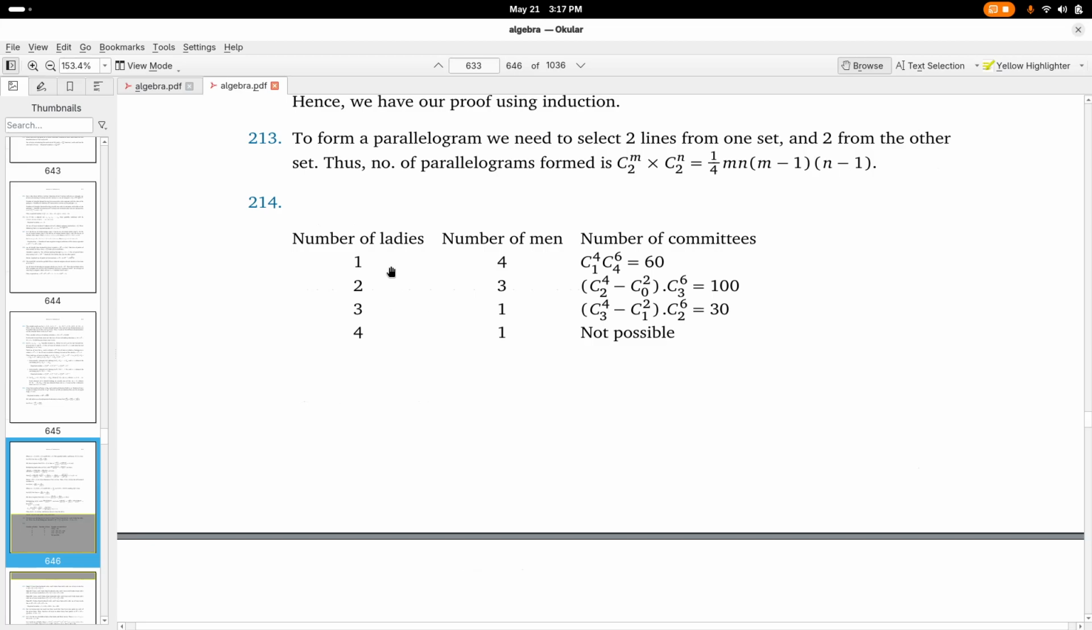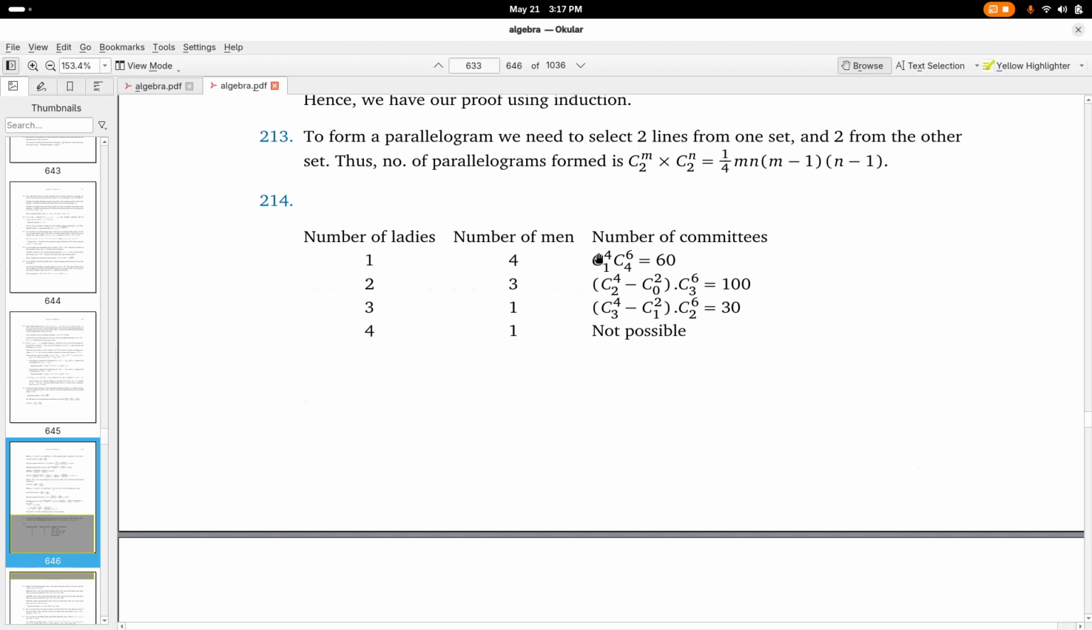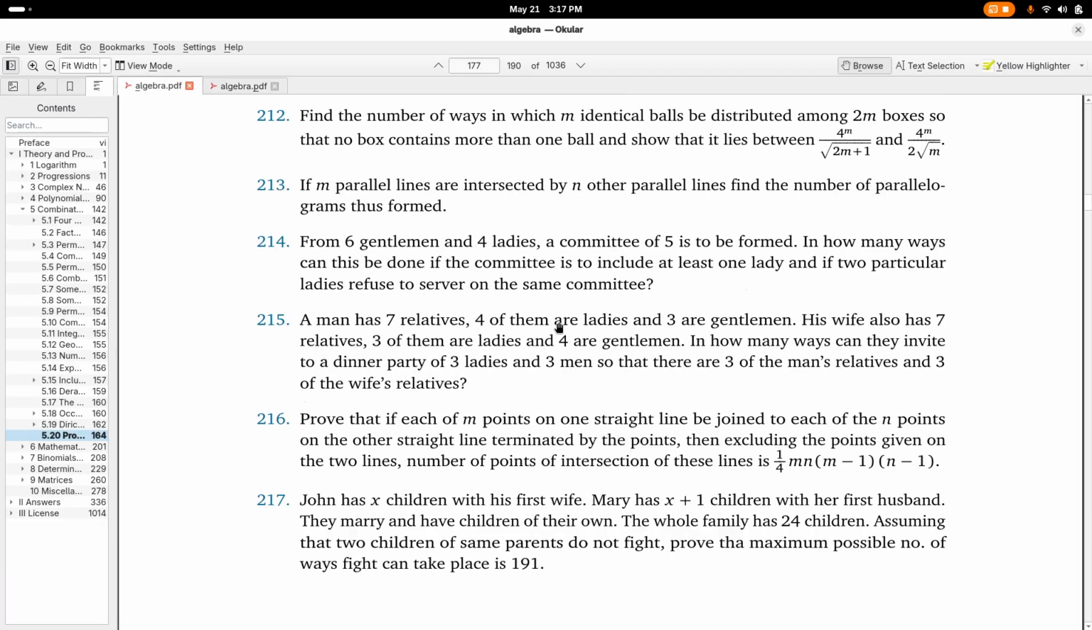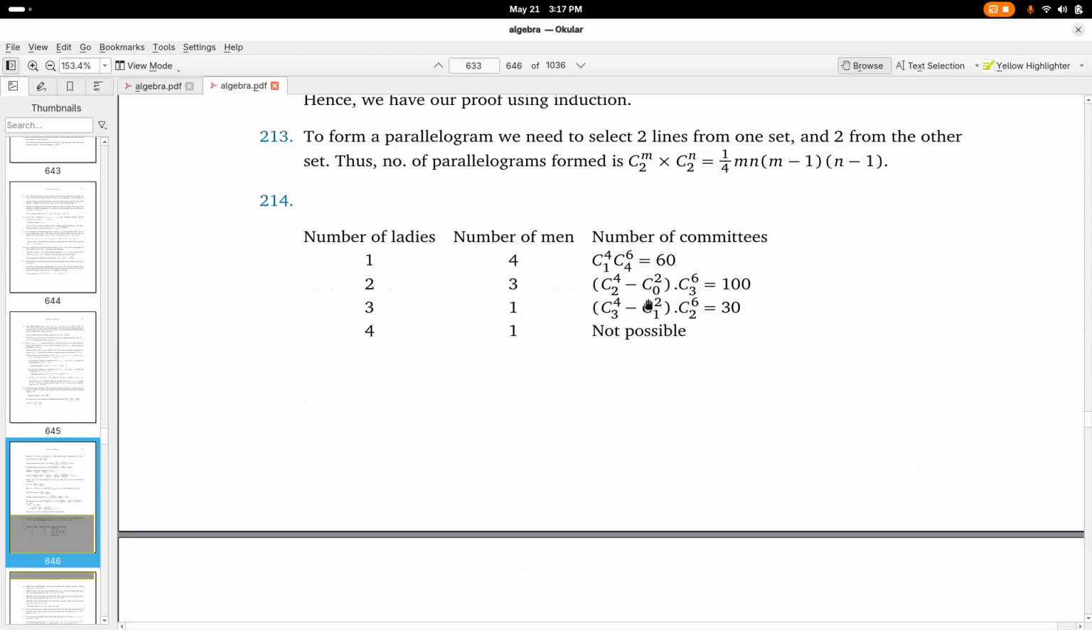So first we compute the number of possible committees. We have 1 lady, 4 men, that is 4C1 multiplied by 6C4, 60. Then we have 2 ladies and 3 men. So this can be chosen in 4C2 minus 2C2, because 2 ladies won't be part of the same committee, okay? That is why the 2C2 is there. So this is multiplied by 6C3 for men, that is 100.